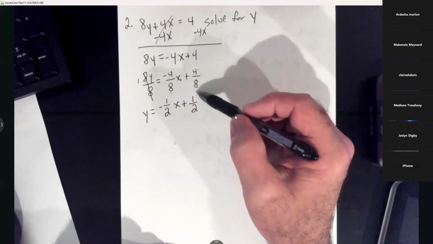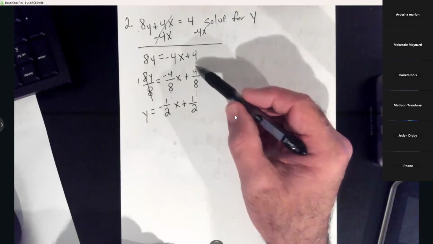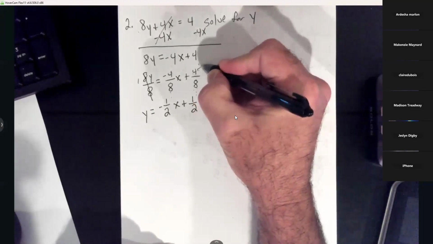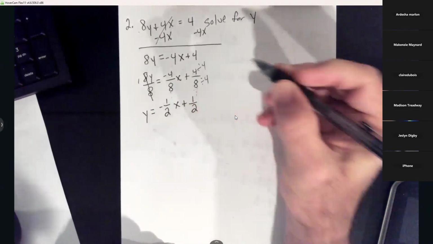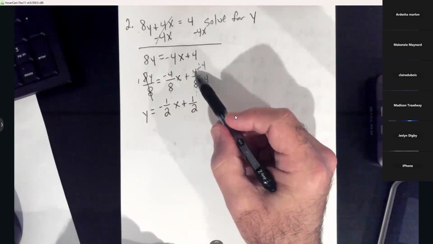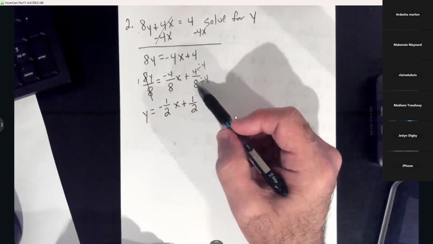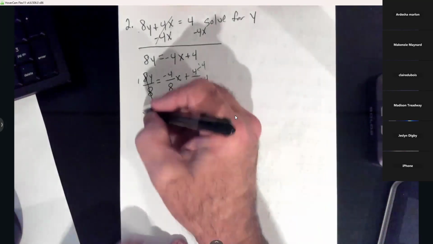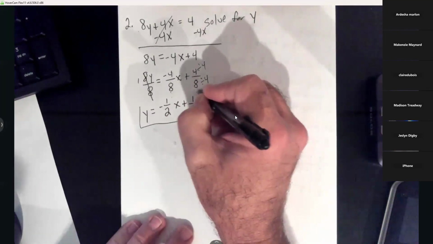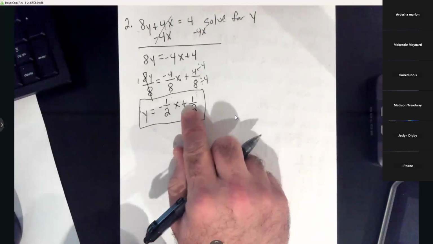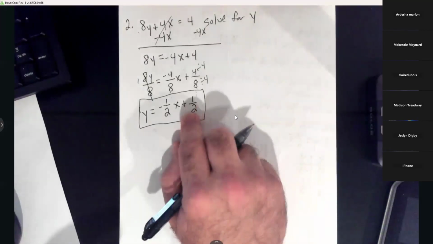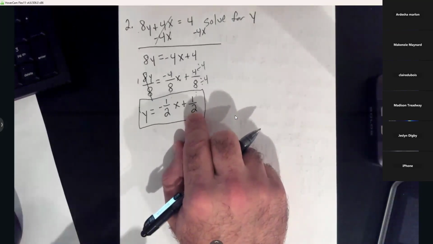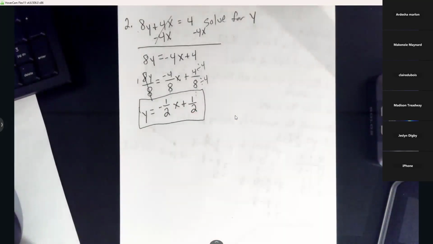What I'm doing to reduce these fractions, 4 and 8, they both divide by 4. So I just divided the top by 4 and the bottom by 4. The 4 divided by 4 gave me a 1 on top. 8 divided by 4 gave me the 2 on the bottom. All right. So here is your equation. Since this number looks like a fraction, you're pretty much going to be graphing a fraction on this one.